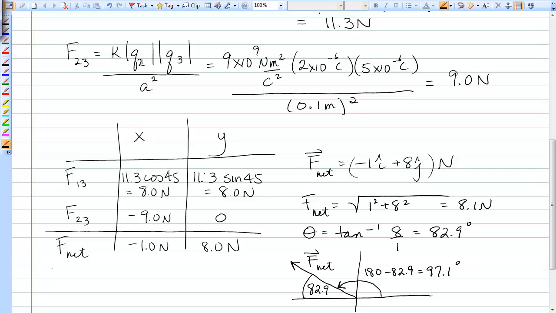And so we would write F net as 8.1 newtons at 97.1 degrees. And that's the final answer.